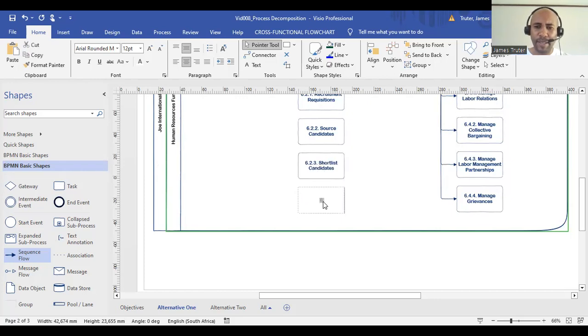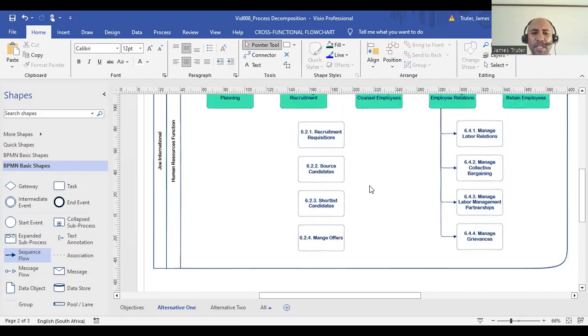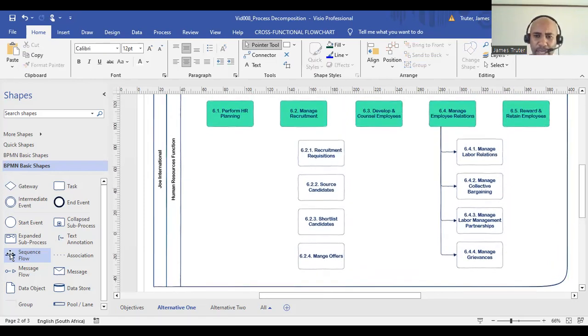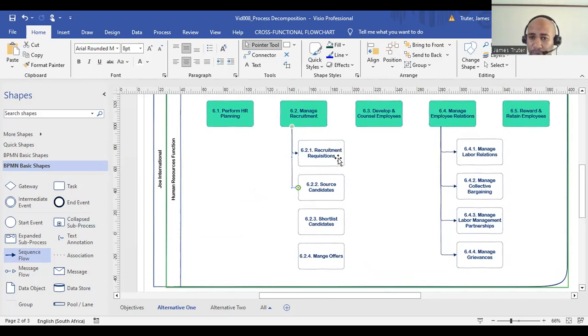And then 6.2.4 could be manage offers. And this is just your level 3 of process, guys. There's more detail in here, which means you should be going to a level 4. So 6.2.1 could have a couple of level 4 processes. As I said, this is level 3.